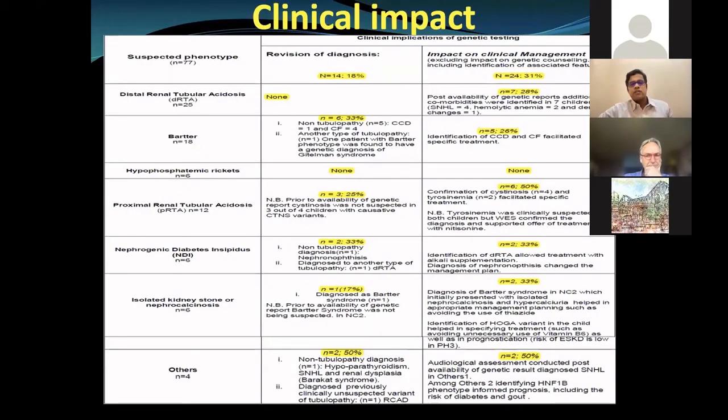So we can see here that we were able to revise the diagnosis in 14 patients, that is 18% of our cohort. And it had a clinical impact on 24 patients regarding management and diagnosis, which is about 1/3 of our cohort.